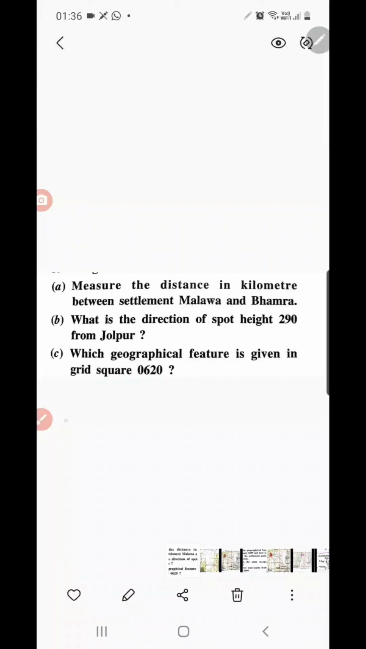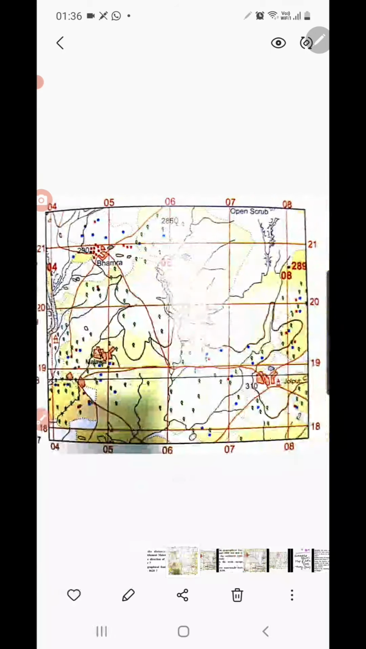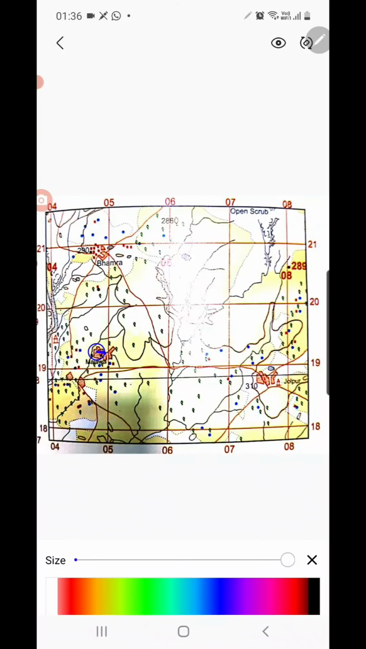Now let us measure the distance in kilometers between the settlements Malwa and Bhamara. Okay, let us see the distance between Malwa and Bhamara. This is Malwa and here it is Bhamara. So let's draw a line between Bhamara and Malwa. Now with the help of a scale you measure this line. Keep one point here, then another point here, then you will get the measure in centimeters. Suppose you are getting it as 3 centimeters.